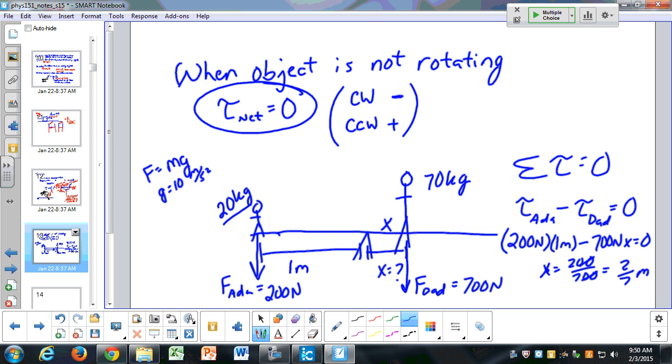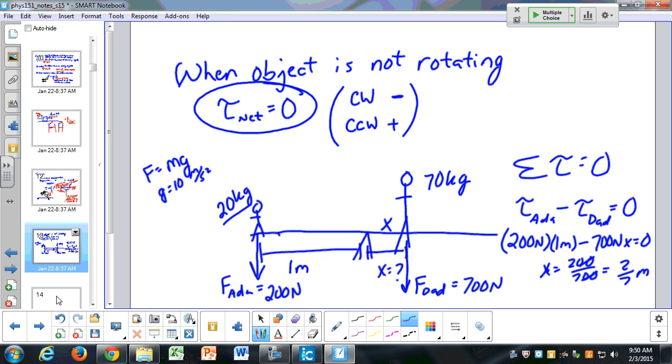You could see a problem like this where you have to find what is the force required to balance a rotating system, or what is the length of the moment arm. It's going to be such that you won't need a calculator. So let's do one that's similar to what you might see on a test.